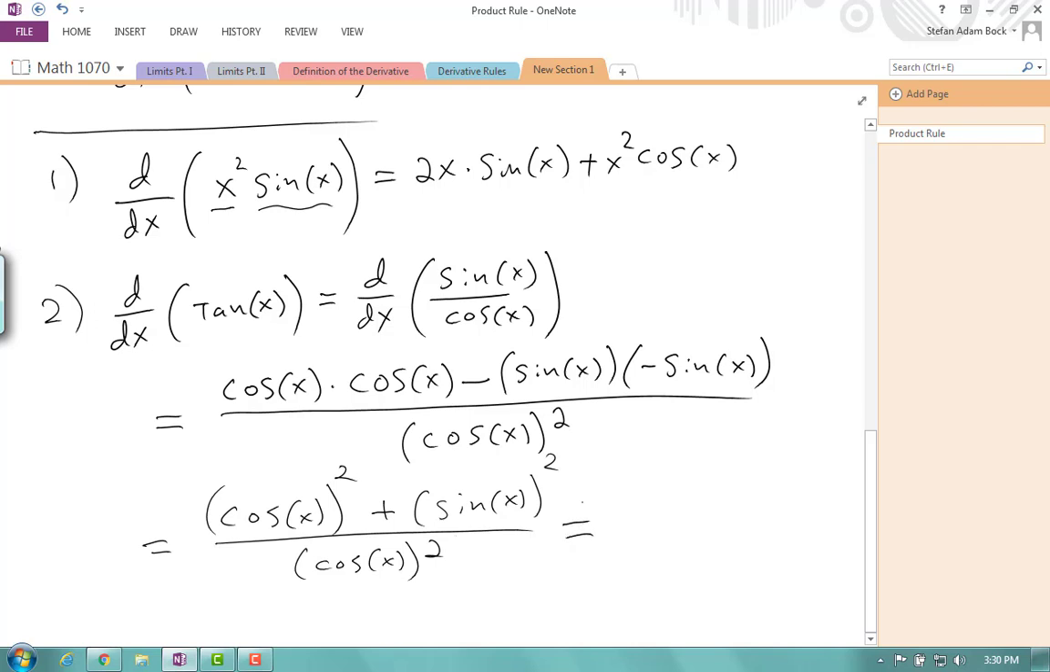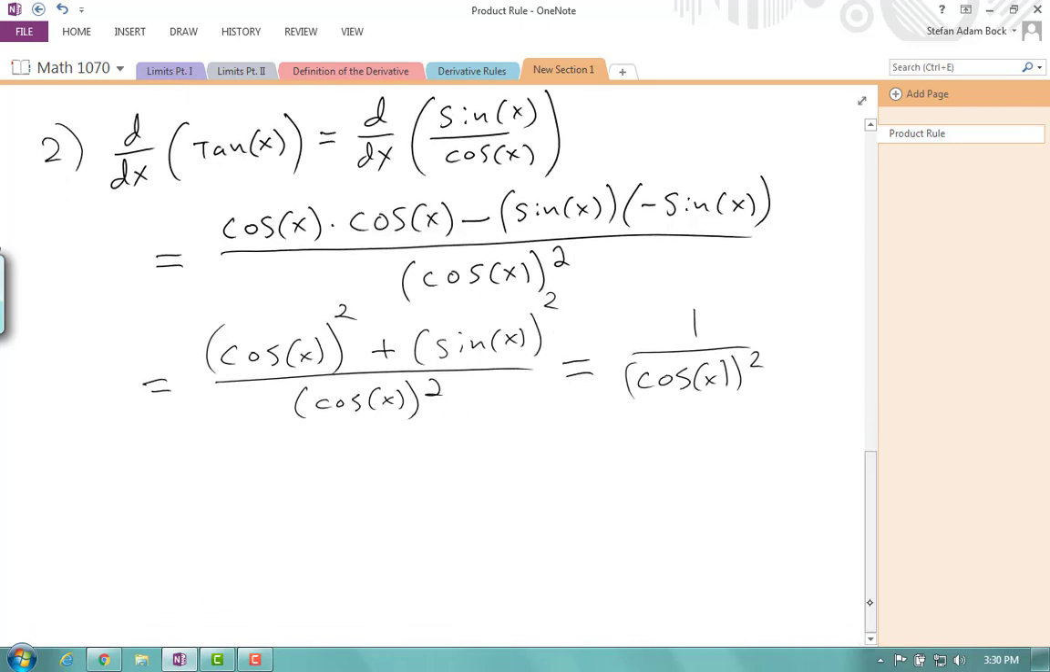And you might recognize this top one here. This is one of our best trig identities. The square of the sine plus the square of the cosine is equal to 1. This is 1 over cosine of x, quantity squared, or since 1 over cosine is equal to secant, this is secant of x, quantity squared.